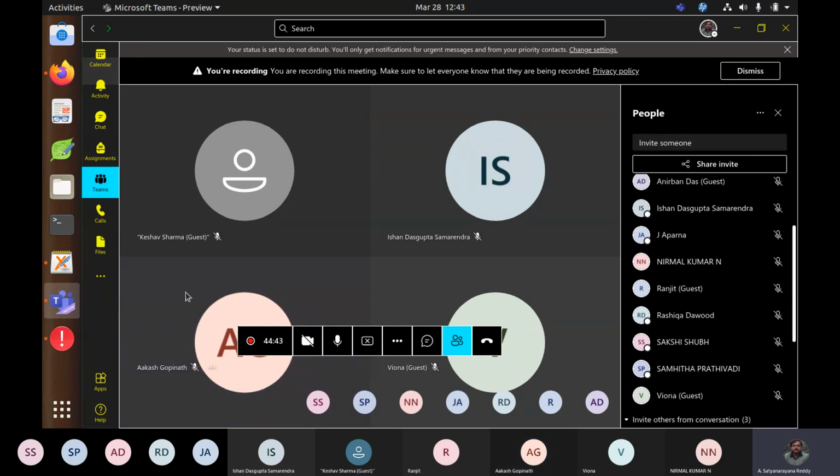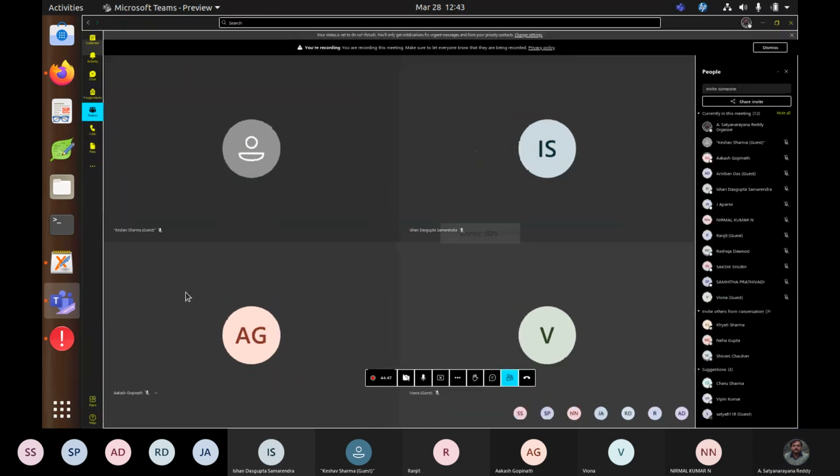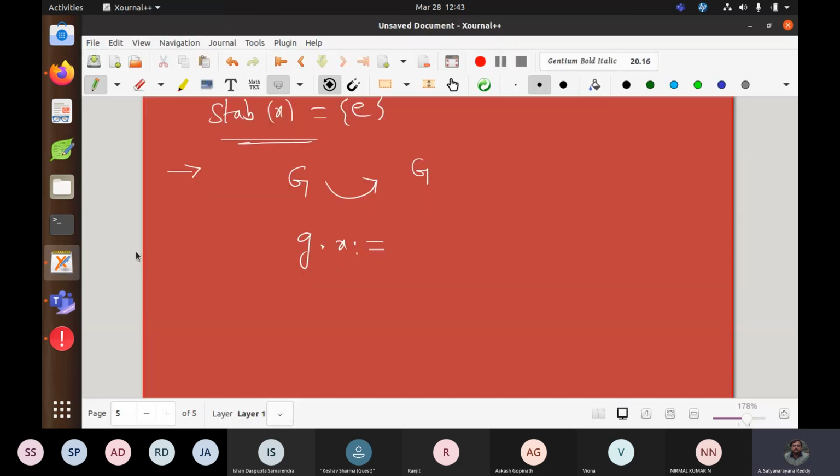So somebody else now can tell me some other action, g dot x equal to. Aparna, Samhita, Rashika, Sakshi.